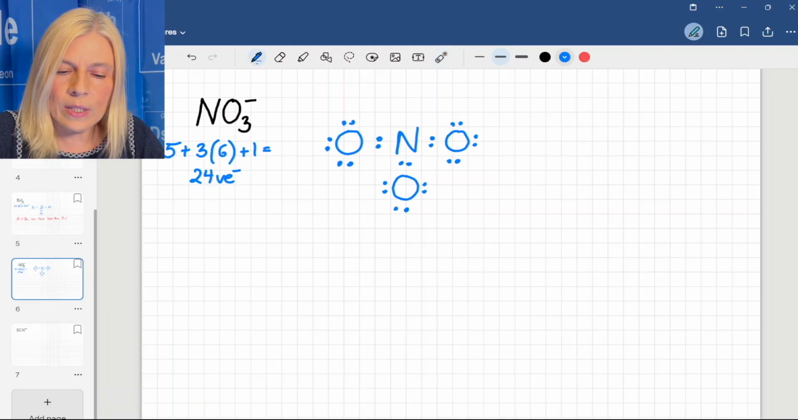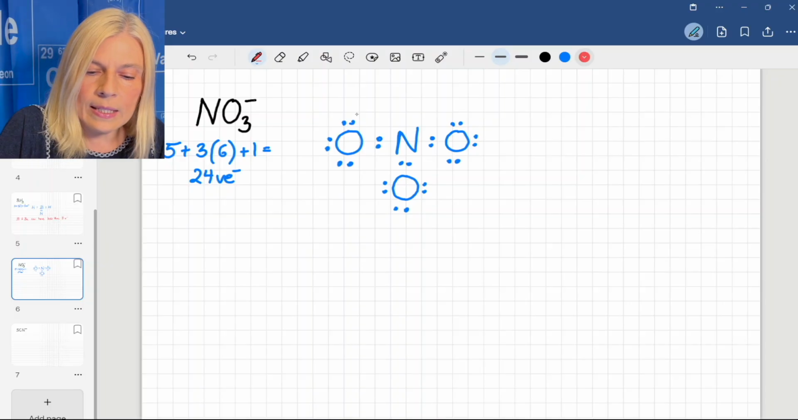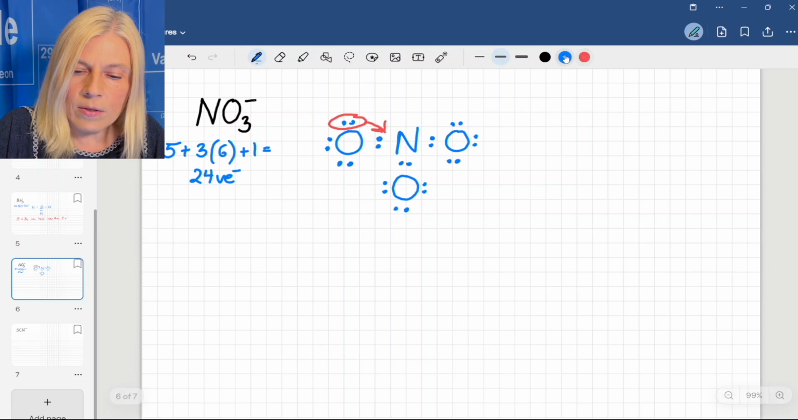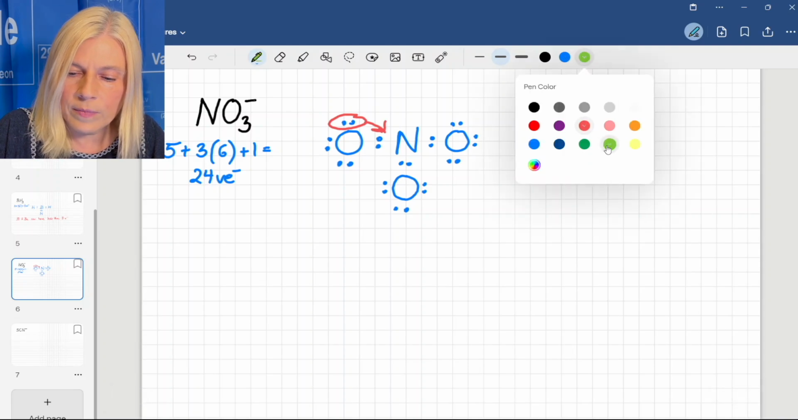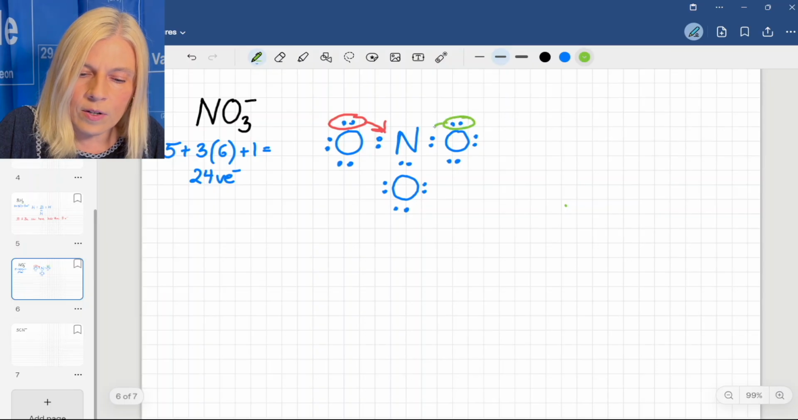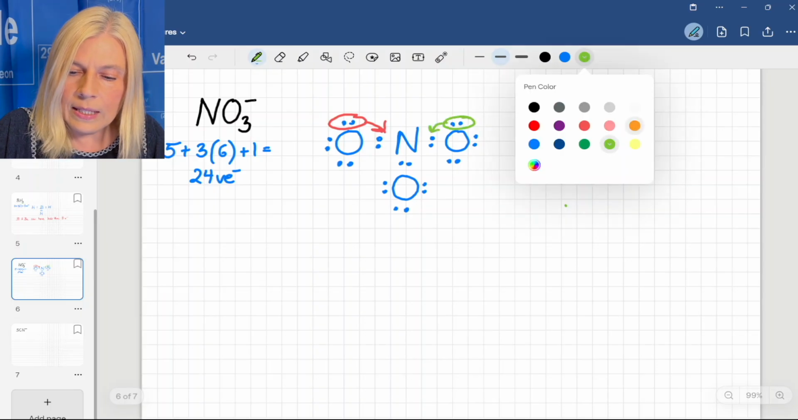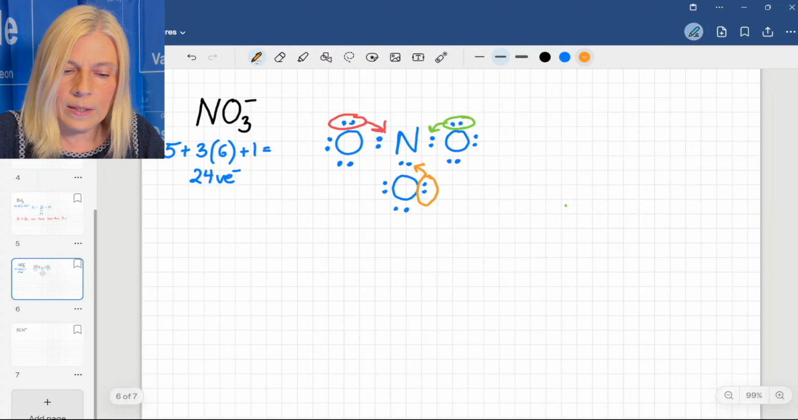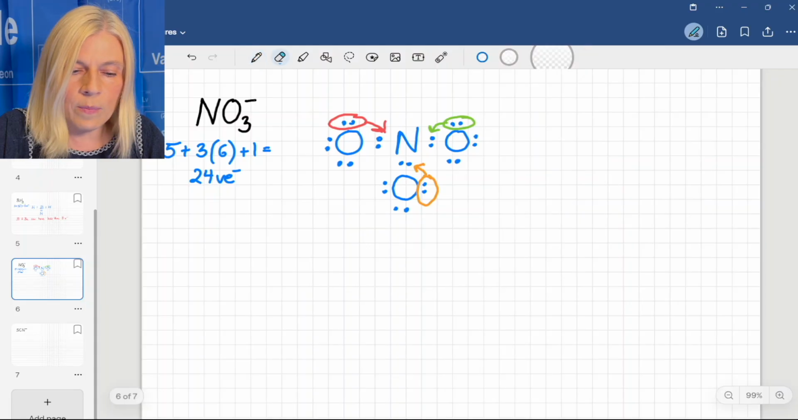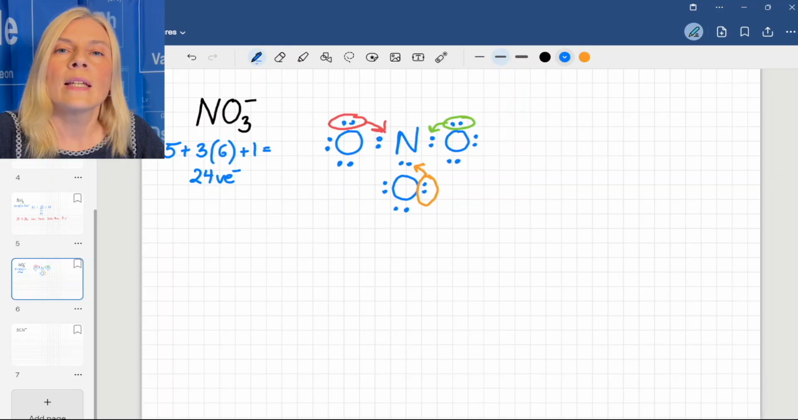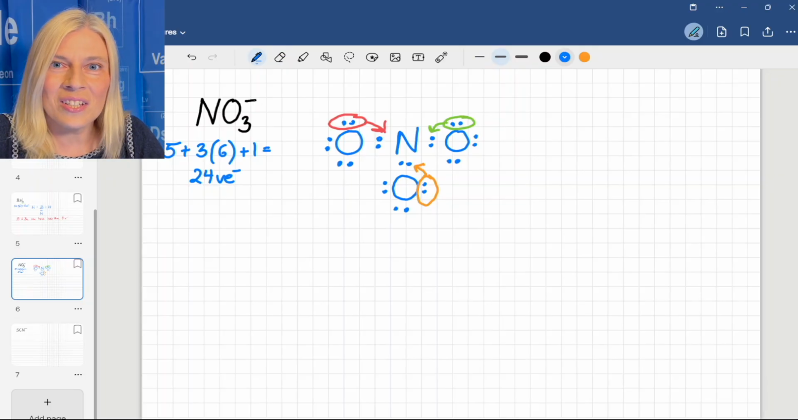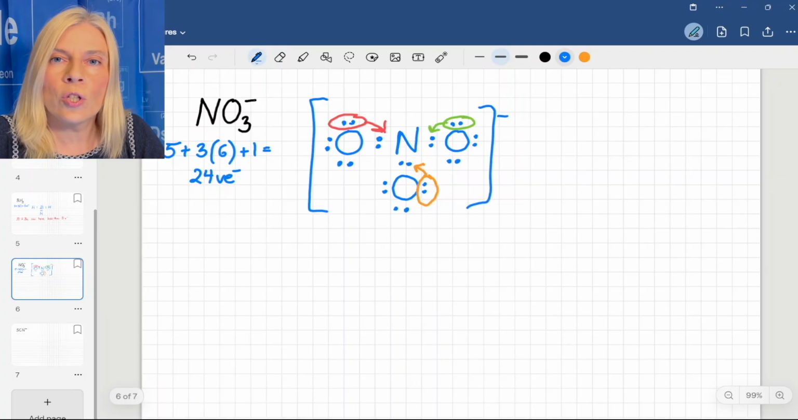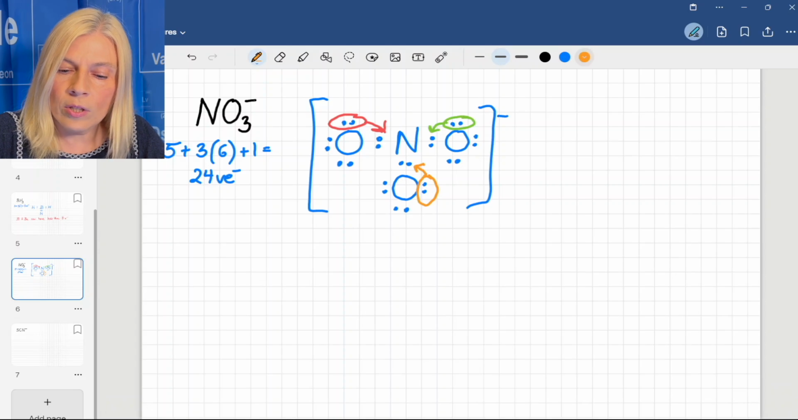Let's think about this. What am I going to do? Well, I can take these electrons from this oxygen and I can move them here. I can also take these electrons from this oxygen and move them here. And I can also do an orange possibility, take these electrons from nitrogen and put them here. So what am I going to do? Which is the best choice? Well, the thing is that every one of these choices is just as good. And I should remember our brackets. So when I have 3 equal choices, this is called resonance.